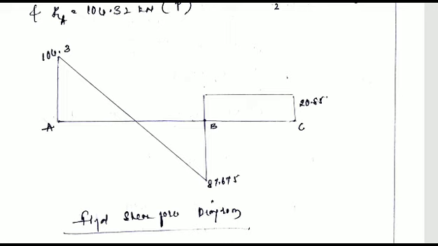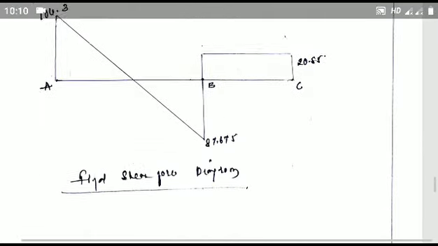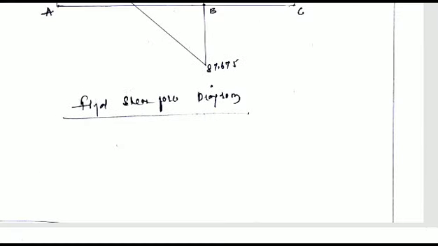And this is for member AB. For member BC, the reaction at B is plus 20.85, which is taken upward. From B to C there are no loads, so it moves in a parallel straight line and reaches C joint. At C joint there is a drop of 20.85, so it comes and meets the datum at C joint. This is how we have drawn the shear force diagram. So it is very clear that we have drawn a shear force diagram, and we have drawn a bending moment diagram here.